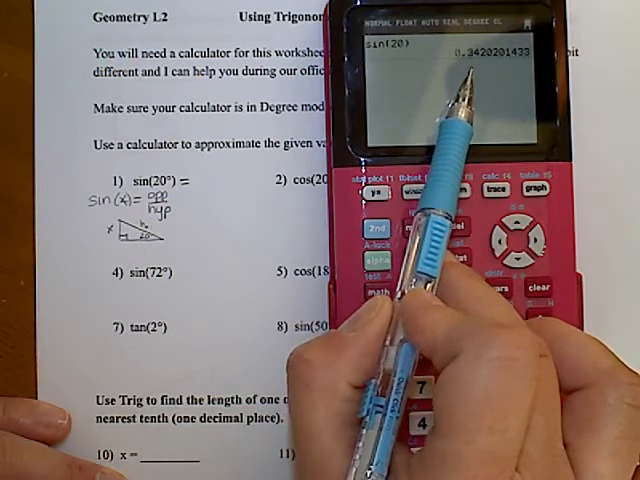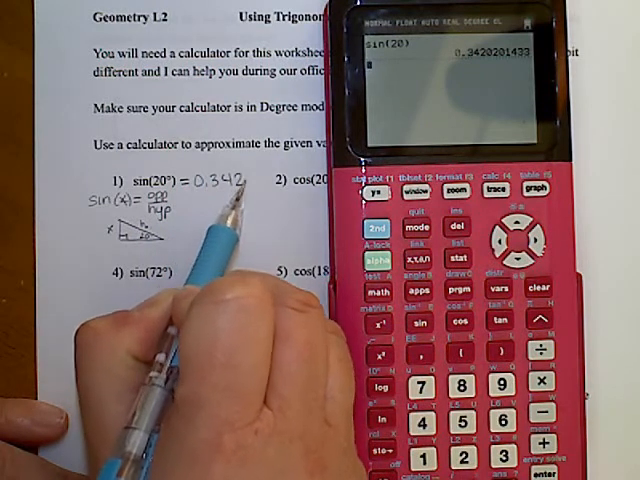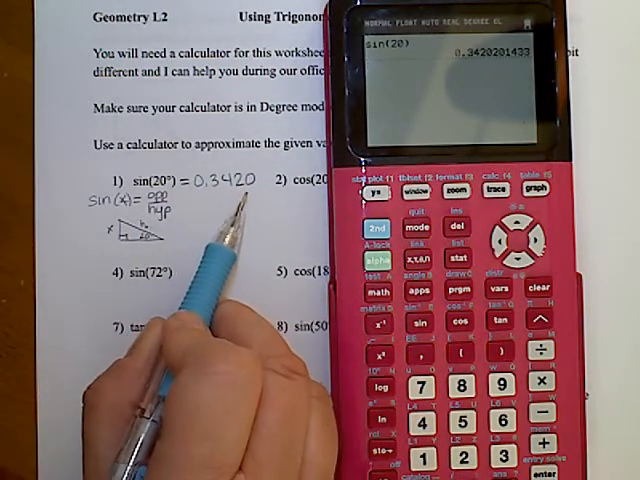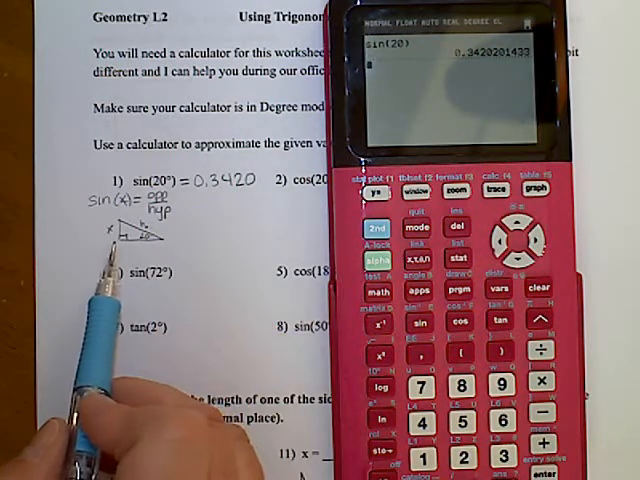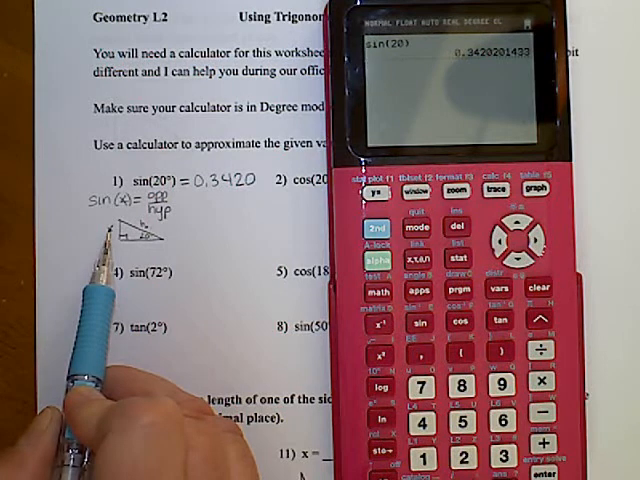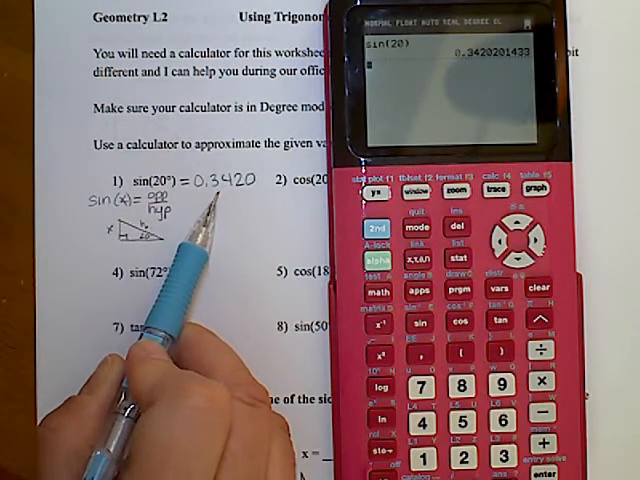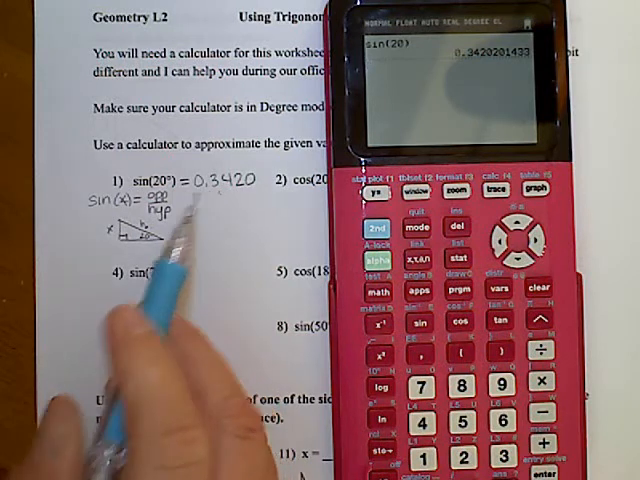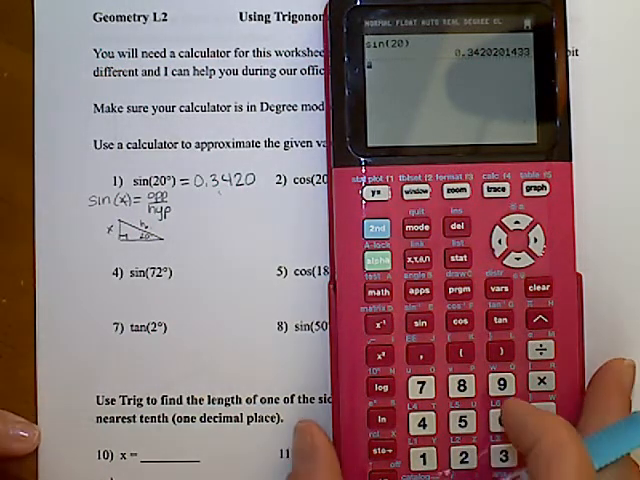We want to take this decimal to 4 decimal places, so 0.3420. And what this number represents is a constant ratio of the side length opposite the 20-degree angle divided by the hypotenuse. We'll always divide to this number. It's crazy if you think about it. Somebody drew like a bazillion of these triangles in the sand and found out that these ratios were all the same and created this trig table that we're still using today.